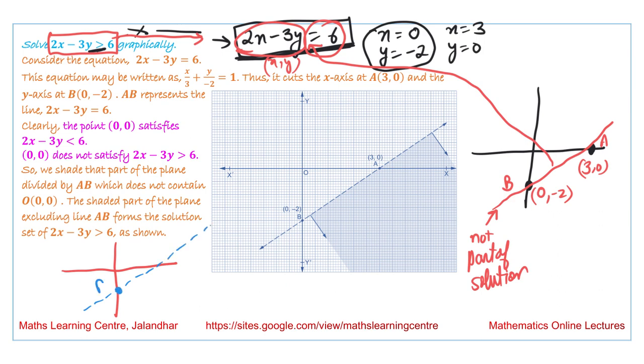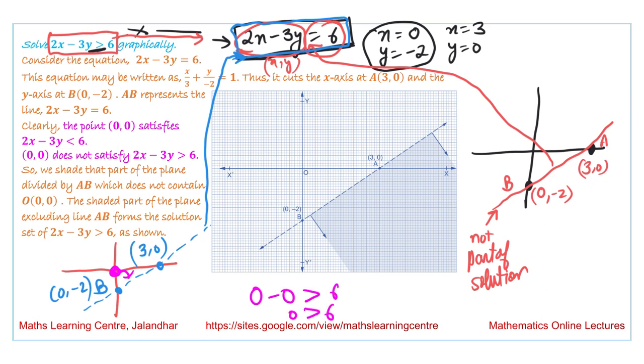This is the point B, 0 comma minus 2, and this is the point 3 comma 0. When we are drawing this line, it shows that the points x, y for which 2x minus 3y is equal to 6 are not part of the solution. The next step we have is this point 0, 0; it is not lying on this line. So if we substitute it over here, we get 0 minus 0 is greater than 6. We get 0 is greater than 6, and this thing is not true.